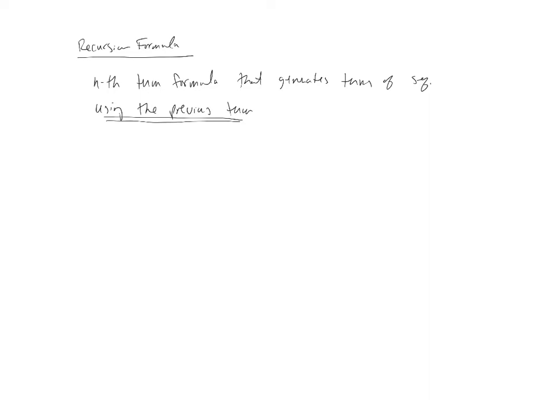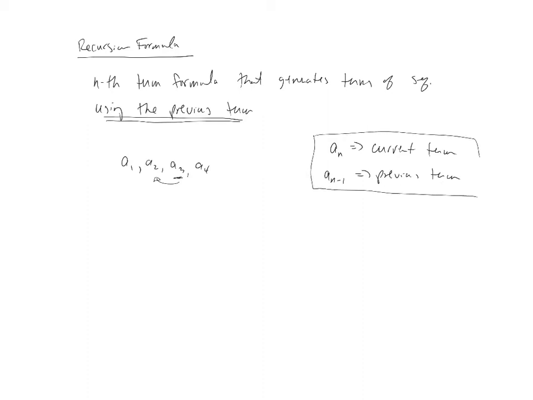For example, if we had a sequence a sub 1, a sub 2, a sub 3, a sub 4, then we would find a sub 3 by using a sub 2. So in general terms, if a sub n is our current term, then the previous term would be a sub n minus 1. So the notation there is very important. There will be a sub n minus 1s in our final answer here, because to build up the current term we need to use that previous term.